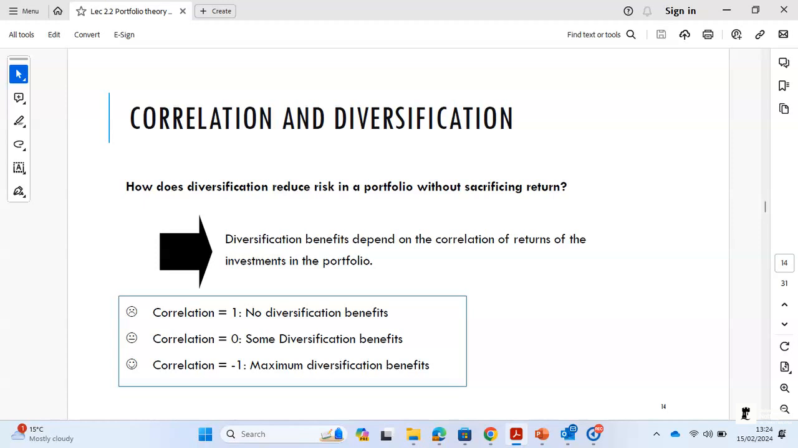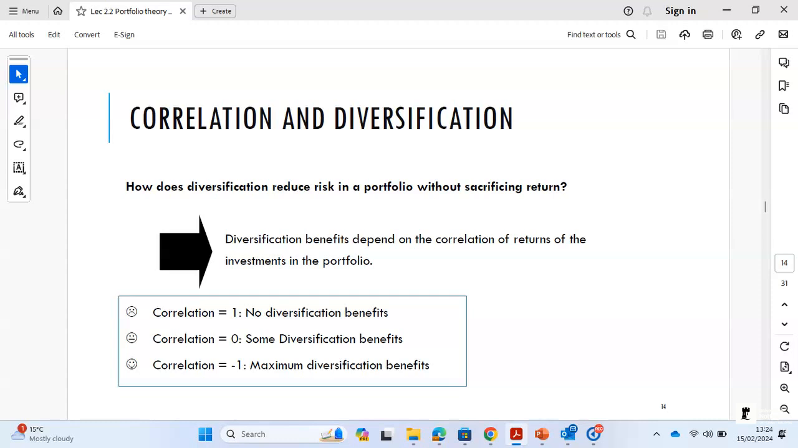So if you want to create a portfolio and eliminate the unique risk, what should you look for? You should look for assets that are perfectly negatively correlated. Is that right? What did I say? Perfectly negatively correlated, with -1. Yes, then what happens? Maximum diversification. The benefits of diversification are at maximum when the two assets are perfectly negatively correlated, right?